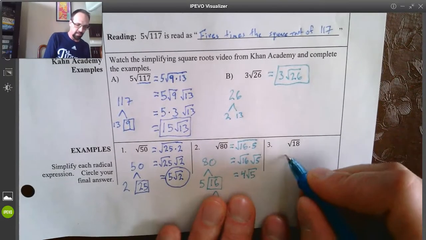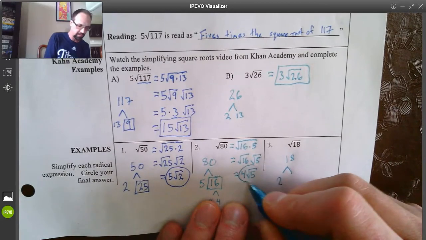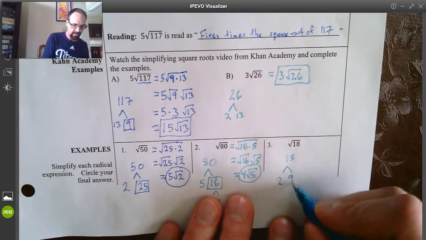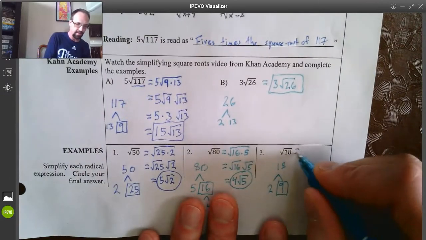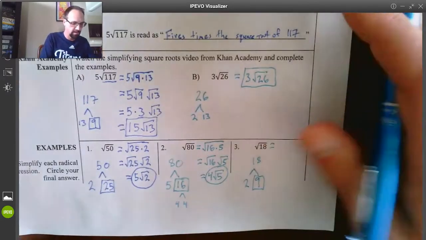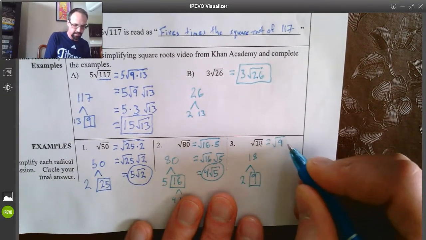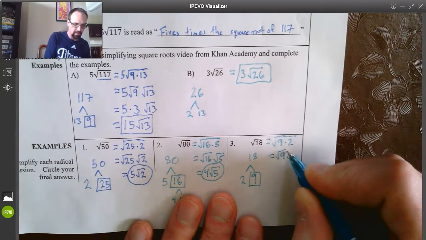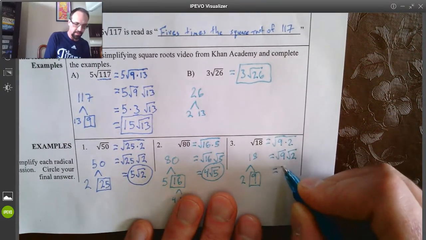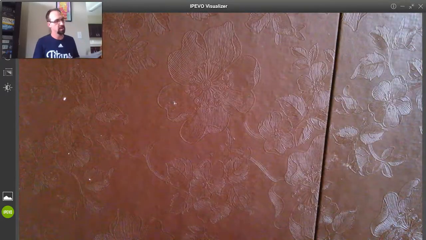18, the largest perfect square that comes out of 18 is 9. Oh, I forgot to circle that answer. So here, the square root of 18 is the same as, I'm on a weird part of the table, there we go, the square root of 9 times 2. The square root of 9 times the square root of 2. So that gives me 3 times the square root of 2. And then we circle it.